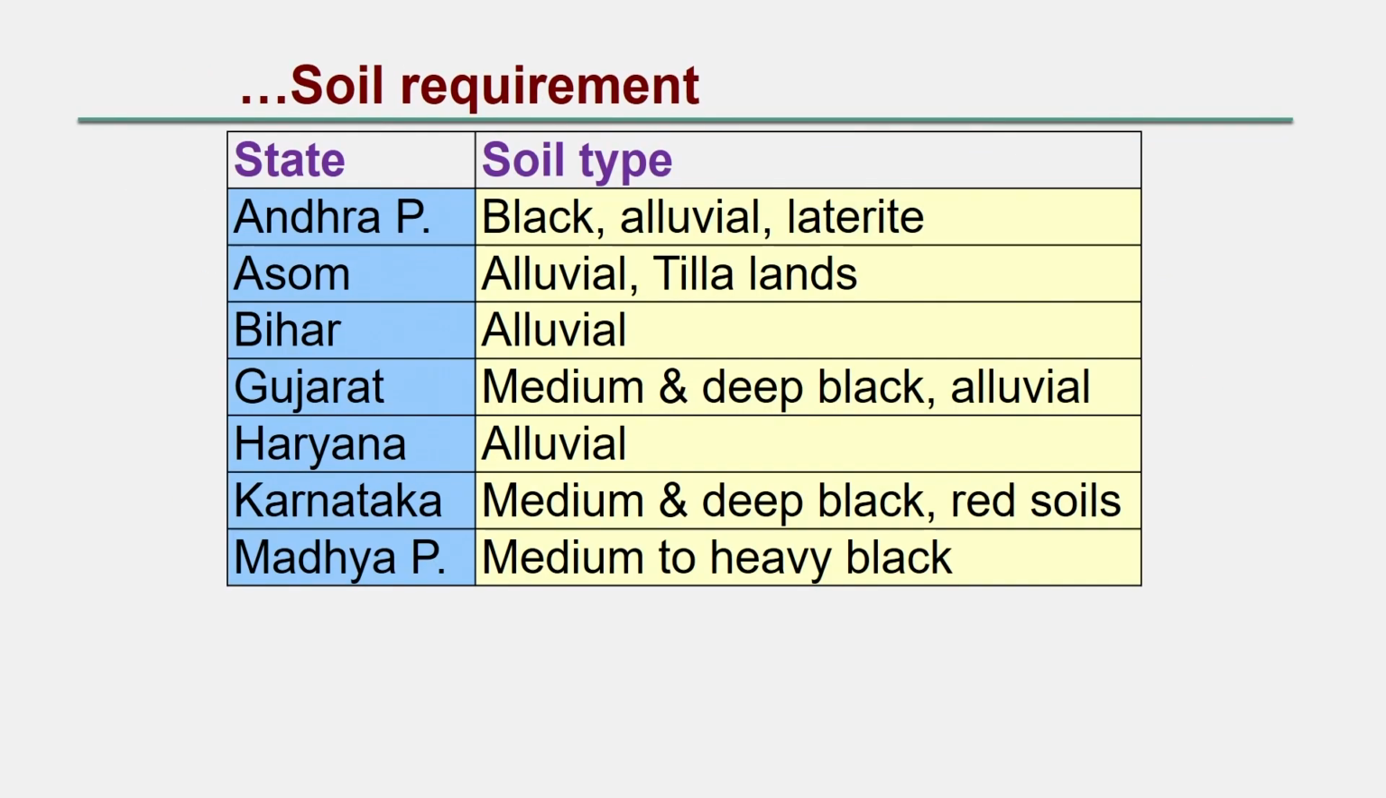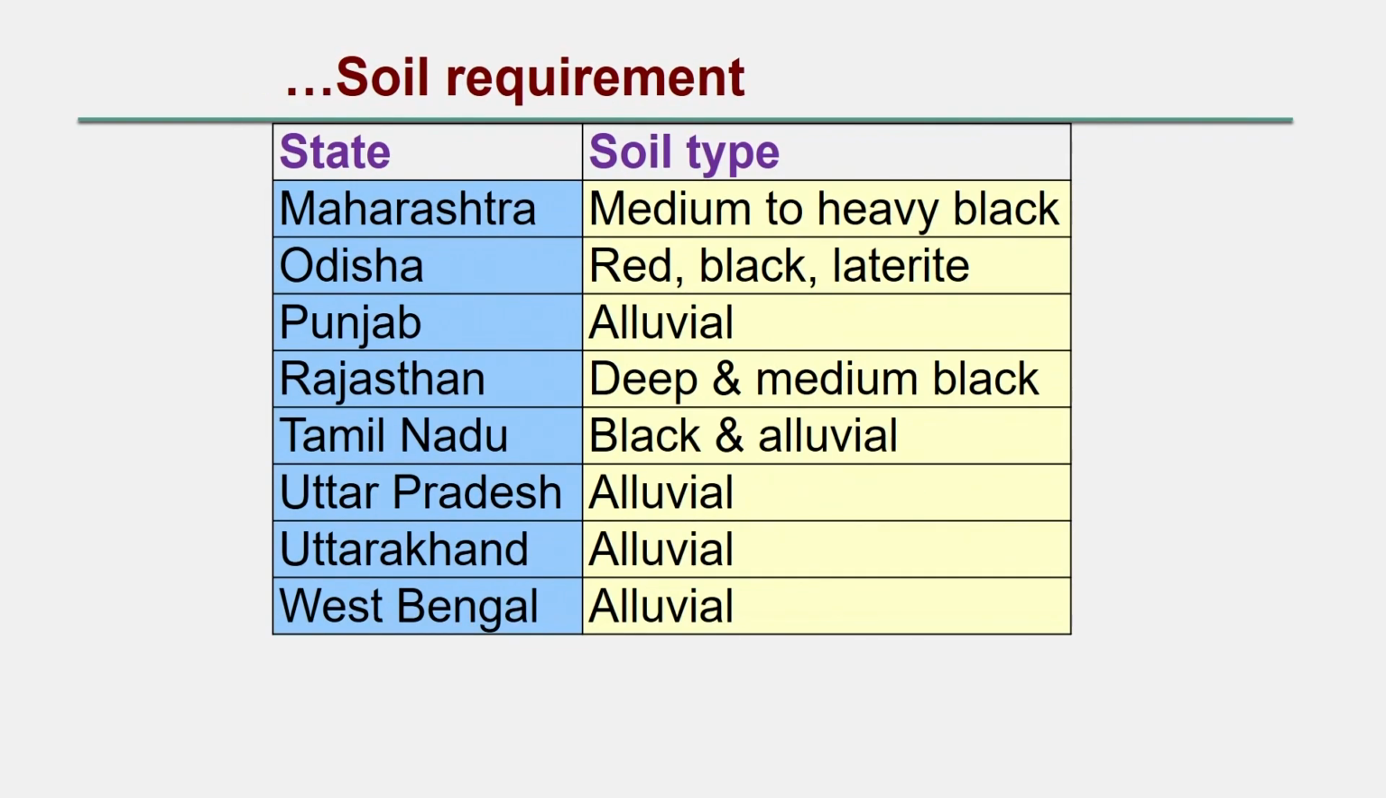In Andhra Pradesh, black, alluvial and laterite soils. Assam, alluvial and tilla lands. Bihar, alluvial soils. Gujarat, medium and deep black soils as well as alluvial soil. Haryana, alluvial soils. Karnataka, medium and deep black soils, red soils. And in Madhya Pradesh, medium to heavy black soils, it can be grown. In Maharashtra, it is grown in medium to heavy black soils.